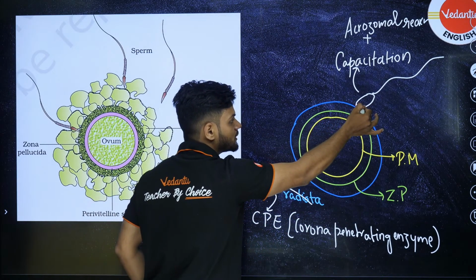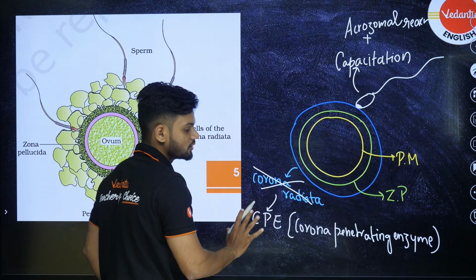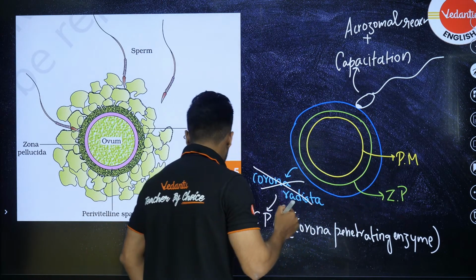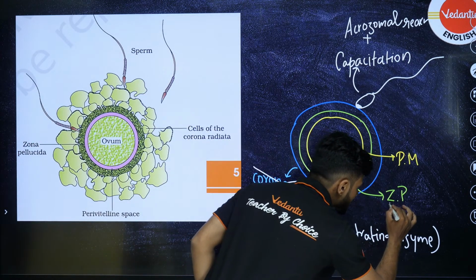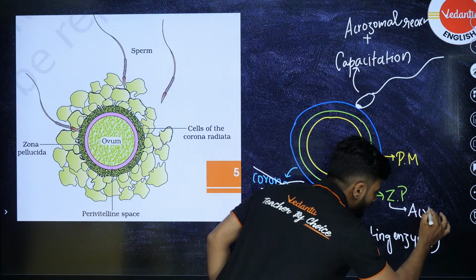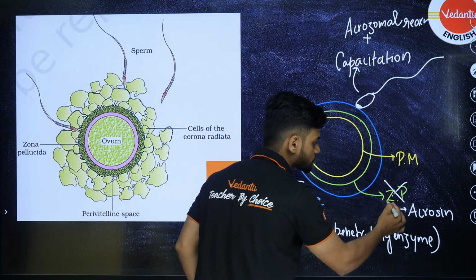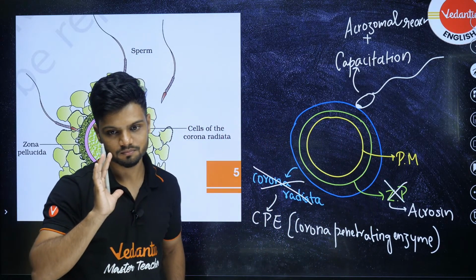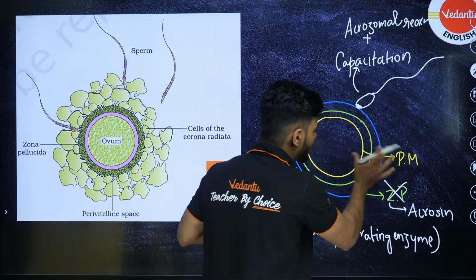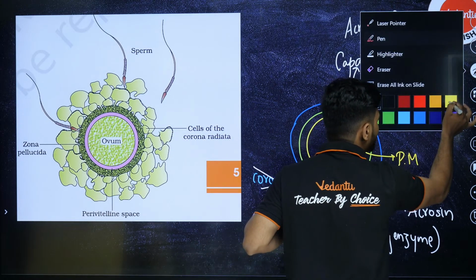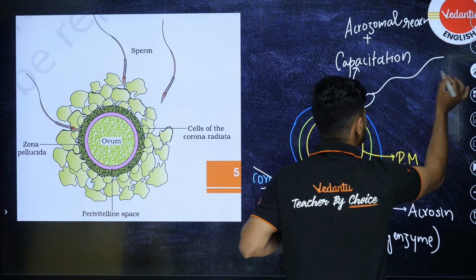All of that is present here in the cap-like structure. This enzyme is gone. Then the zona pellucida layer is also removed by something called acrosin. With the help of acrosin, this layer is also gone. Now, then we have the plasma membrane. Listen to me very carefully, all of you. Then there is the plasma membrane.